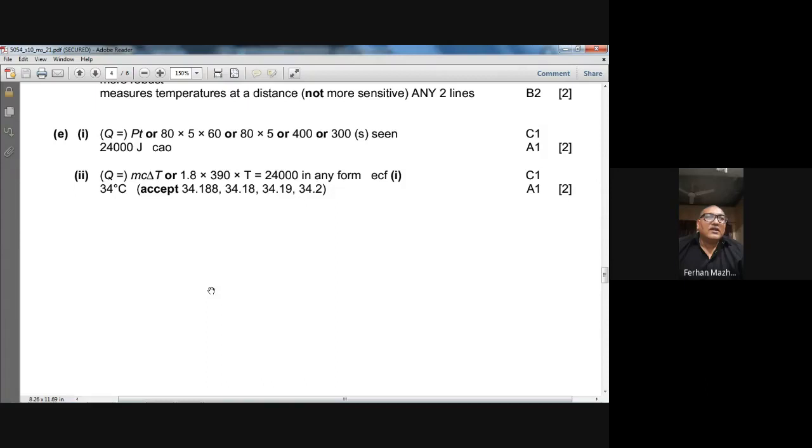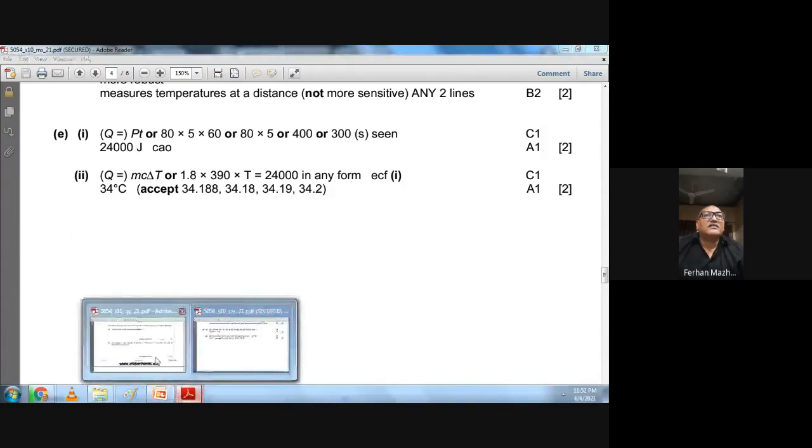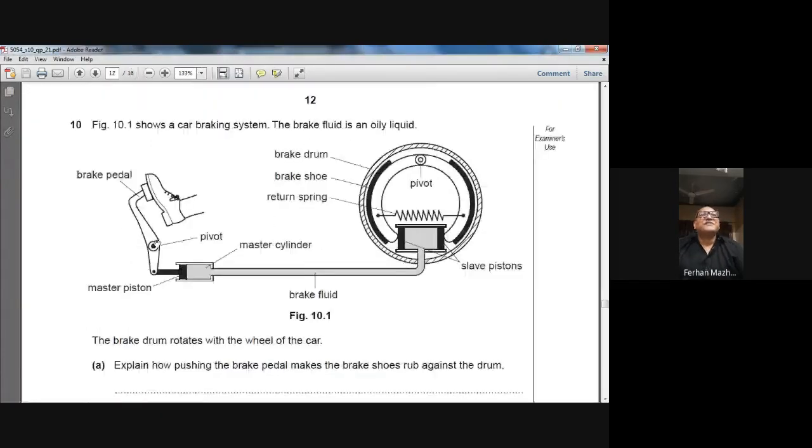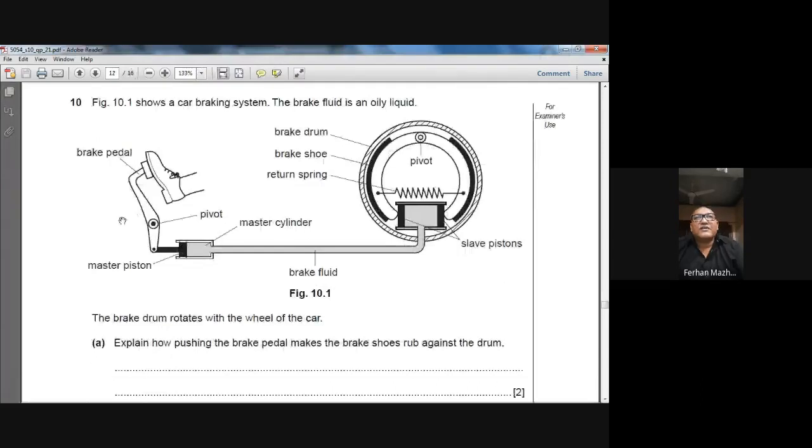So let's move to the next part, and the next part is the next question. This is actually question number 10. Figure 10.1 shows a car braking system. The brake fluid is an oily liquid.